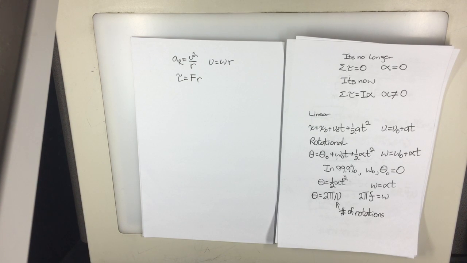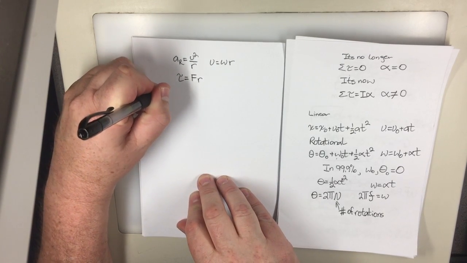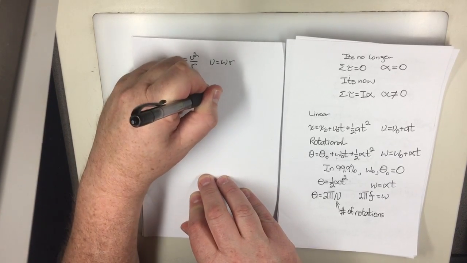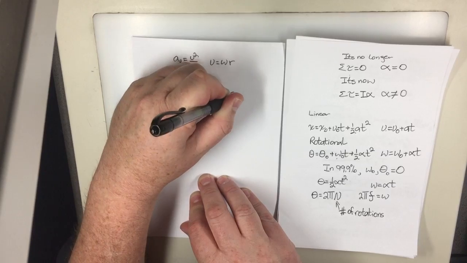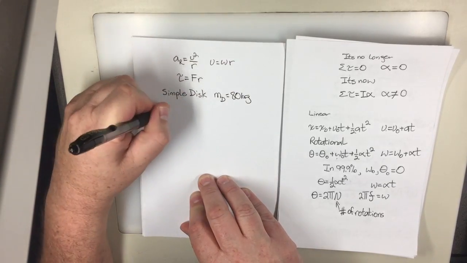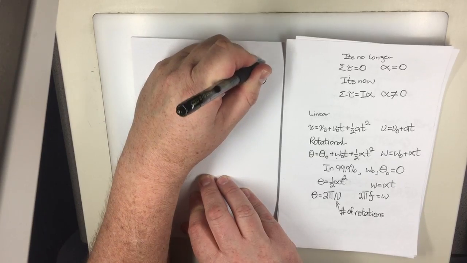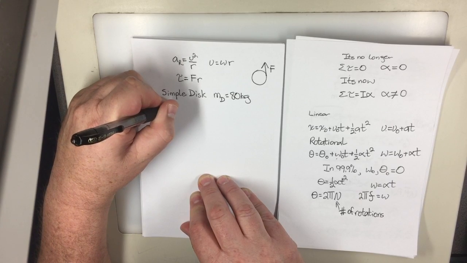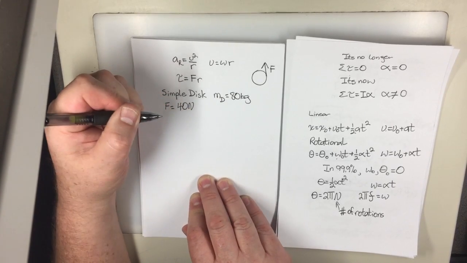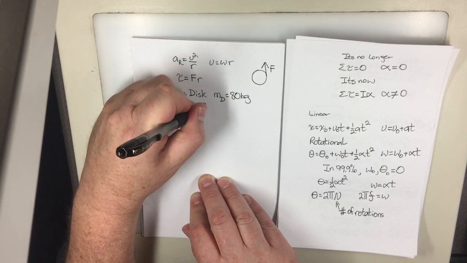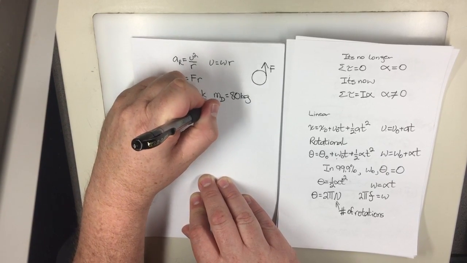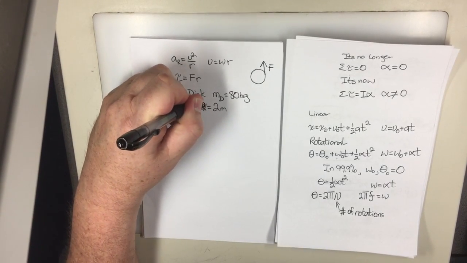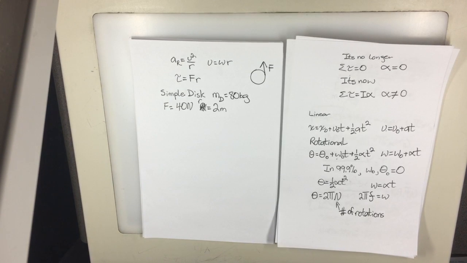So with these types of rotational problems, let's have a simple disk. The mass of the disk is 80 kilograms. The force of the rocket on the disk, we're going to say, is 40 newtons. The radius of the disc is 2 meters. And I'm going to be bad, I'm going to interchange little r and big R so often, but I'll keep it with little r.